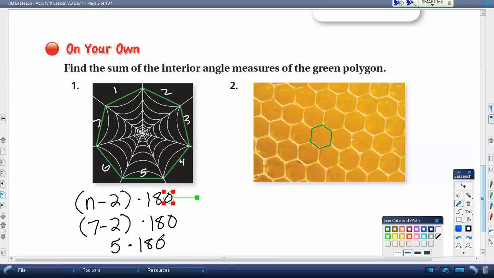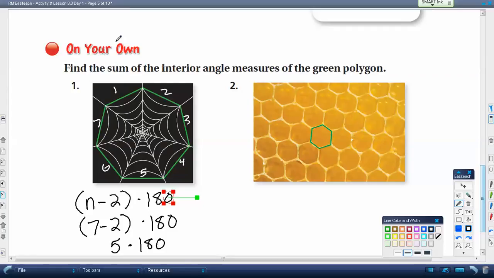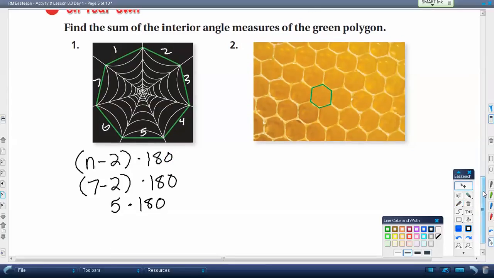So I've got to take a minute to think about, well, what exactly is 5 times 180? And honestly, that's not something I know off the top of my head. So I use my calculator, 5 times 180 degrees. So that's 900. Right? So that tells me the sum of all of the interior angles of that spider web there is 900 degrees. And that's the answer that they're looking for.